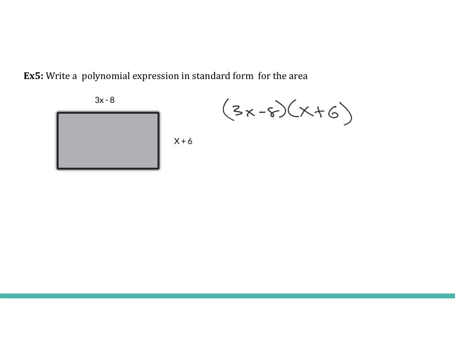And we can go ahead and multiply this together by either using the box method or by distributing. I'm going to go ahead and distribute. So I'm going to take each term from my first binomial and multiply by each from my second binomial. We get 3x times x, giving us 3x squared.